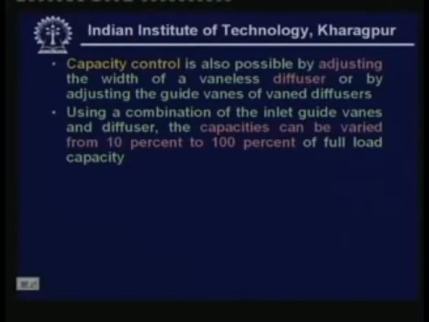Using a combination of the inlet guide vanes and diffusers, the capacities can be varied smoothly from 10% to 100% of the full load capacity. So you can get a very wide range of capacities by these methods.